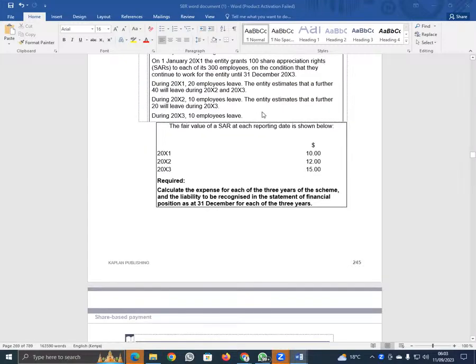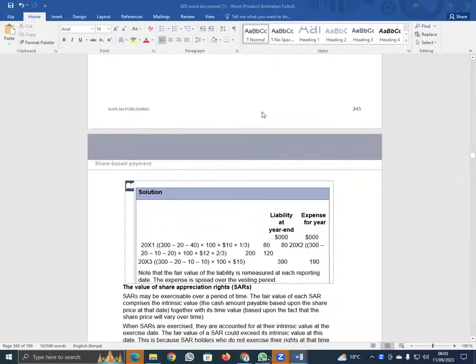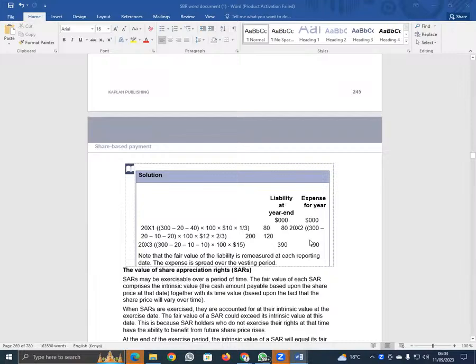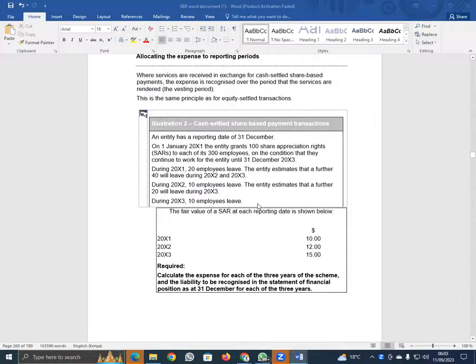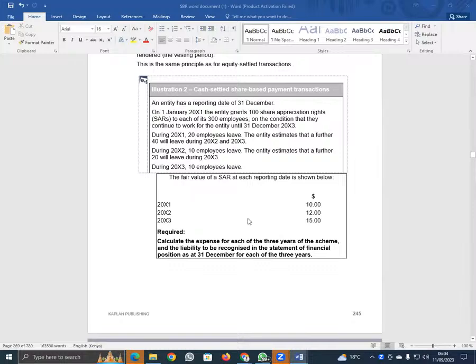These are the correct answers here. So the first one should be 300 minus 20 minus 40, so the first one should be 240. Then the next is 300 minus 20 minus 10 minus 20. I don't know how many those will be. And then the last one, of course, is 260. So that would mean that all of us are wrong, and I can't blame anybody really here.